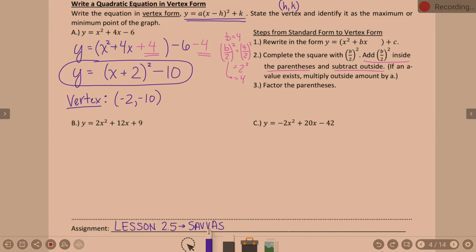Or think about it. This plus 2 would move the graph left 2. The minus 10 moves the graph down 10. So it's the same thing as saying, oh, I'm going to go left 2, down 10. Negative 2, negative 10. And then is this vertex the maximum or the minimum point of the graph? What do you think, Patrick? Minimum. Because? It's a negative, but that's not the right answer.